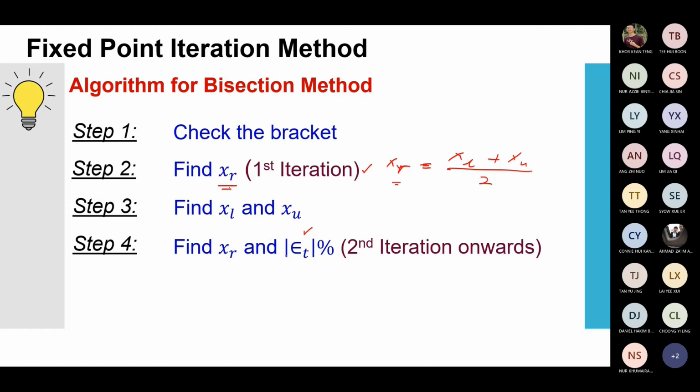relative true error. This is actually the second iteration onward. Second iteration onward, you need to calculate your relative error. Now as you can see here, this is the stopping criteria, as I said earlier.